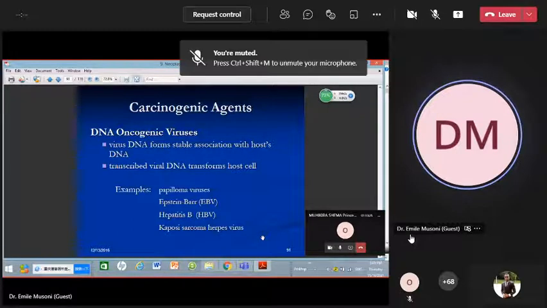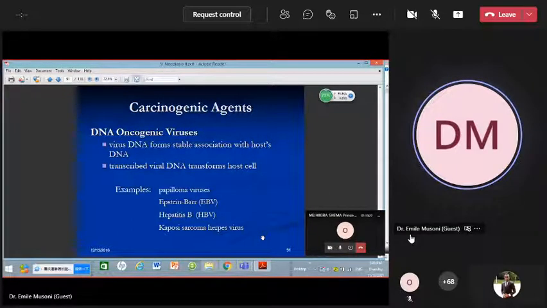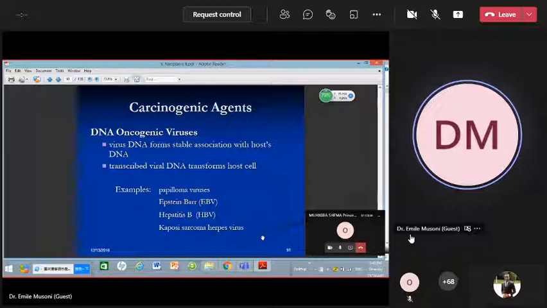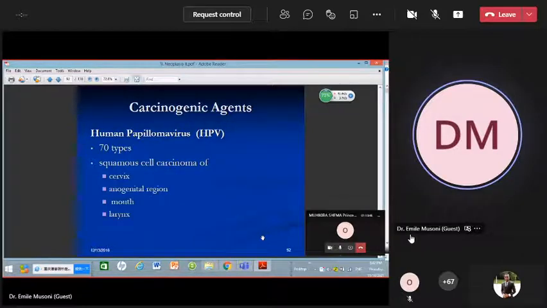DNA viruses, like human papilloma virus, Epstein-Barr, hepatitis B, and Kaposi sarcoma, which is herpes type 8. This transcribed viral DNA transforms the host cells. For example, they say there were about 7 types of human papilloma, but currently there are even over 100. This human papilloma can cause dysplasia of the cervix, anogenital region, mouth, and the larynx.